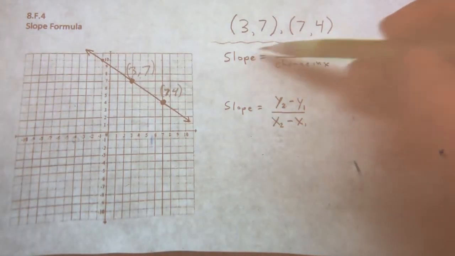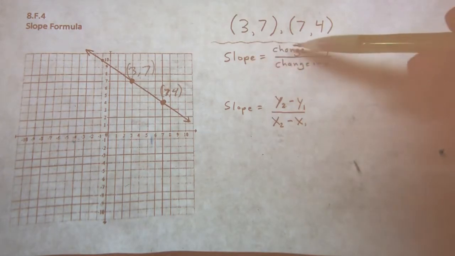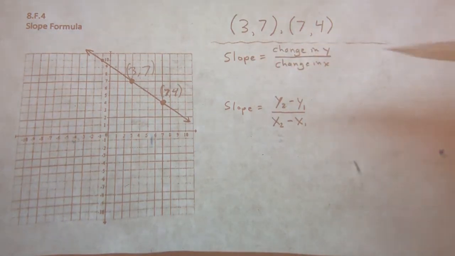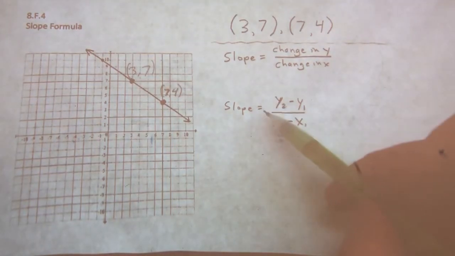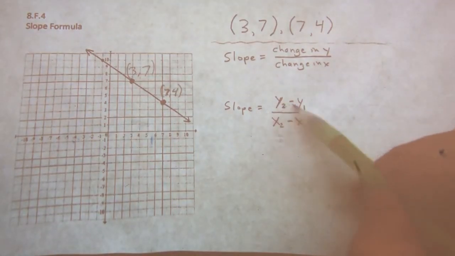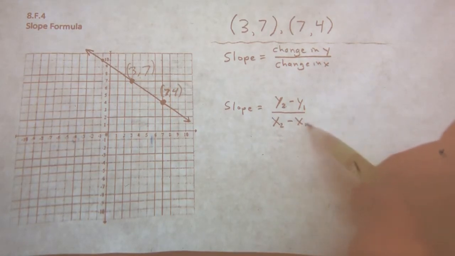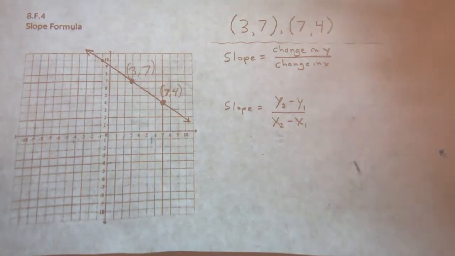So the slope, the formula for slope, or the definition, is the change in the y values divided by the change in the x values. So the slope formula is y2 minus y1 divided by x2 minus x1. Now we might wonder, what are these y2, y1s? It's actually kind of simple.